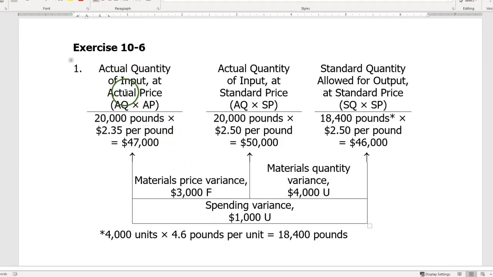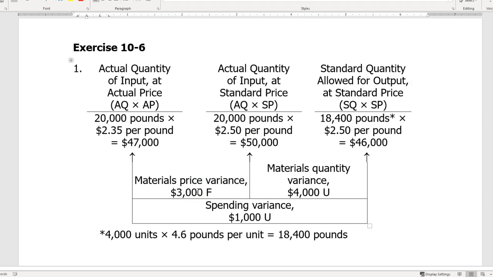So let's look at this. You can see in this chart format that I like, I think it's an easy way to compute the variances. And the first one is the materials price variance. Here's the 20,000 pounds we purchased. Here's the 20,000 pounds we used. Excuse me, yeah, we used this and purchased this 20,000 pounds. And we paid $2.35 per pound. The standard called for $2.50. Multiply these out, 47,000 and 50,000. So $3,000 is the materials price variance.